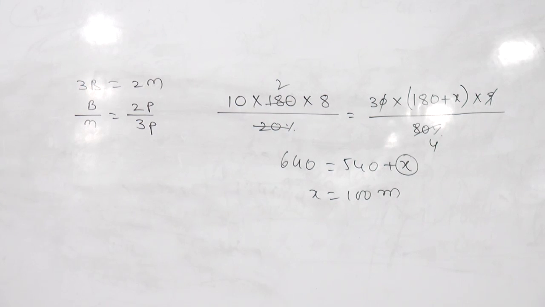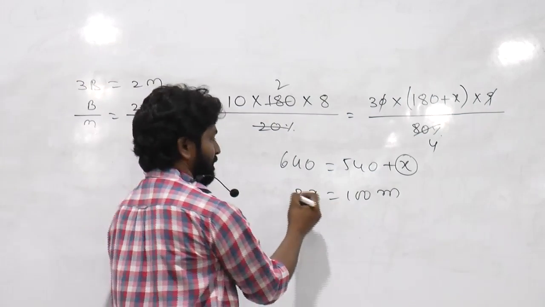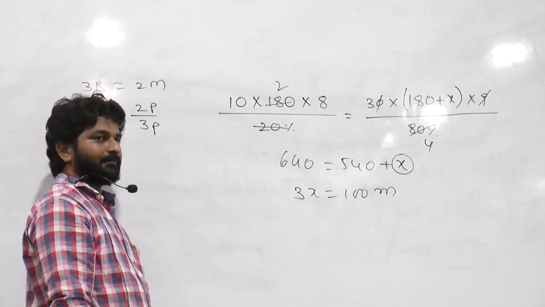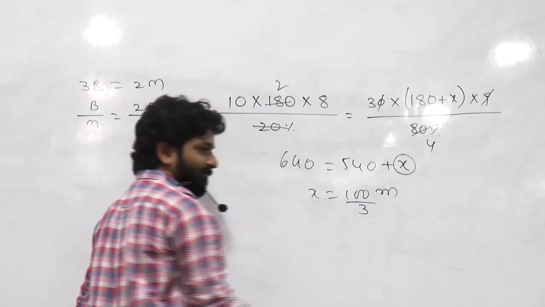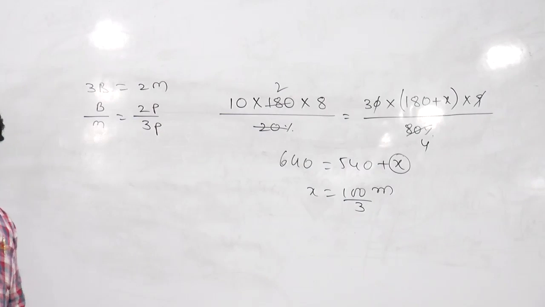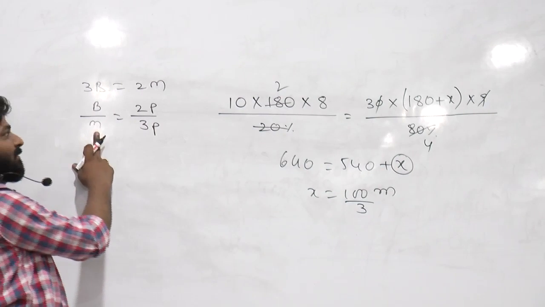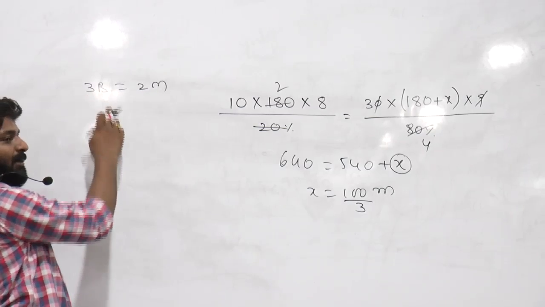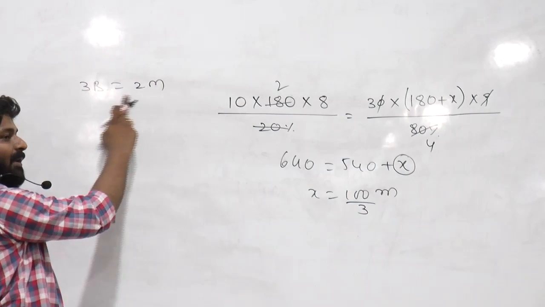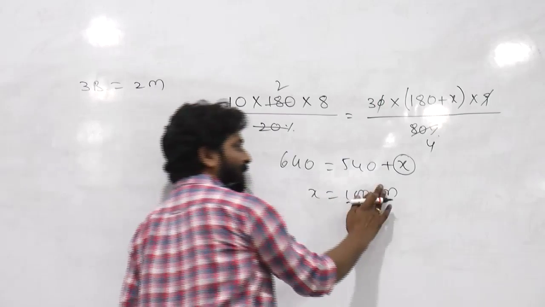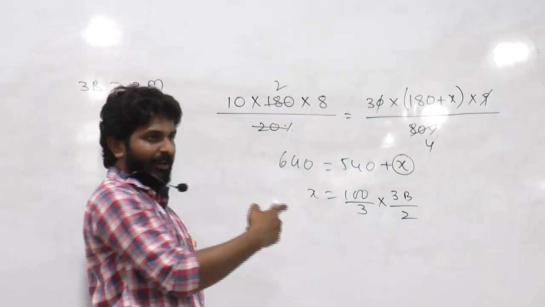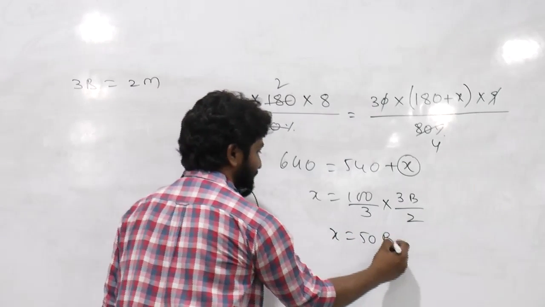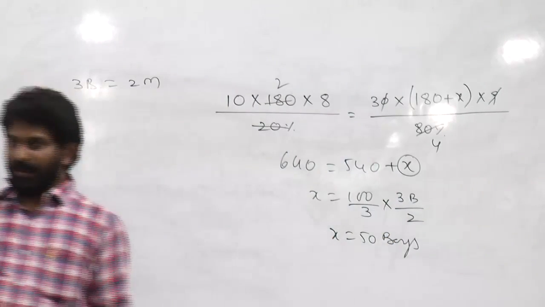3X is equal to 100 men. X is equal to 100 by 3 men. But now you need to convert men to boys. From this, 1 man is equal to 3b by 2, right? In place of men, let me write it as 3b by 2. 3, 3 cancel. 2, 50 times. So X is equal to 50 boys. So we are adding 50 boys.